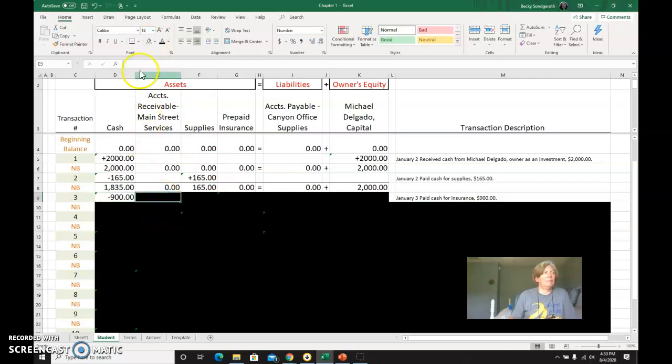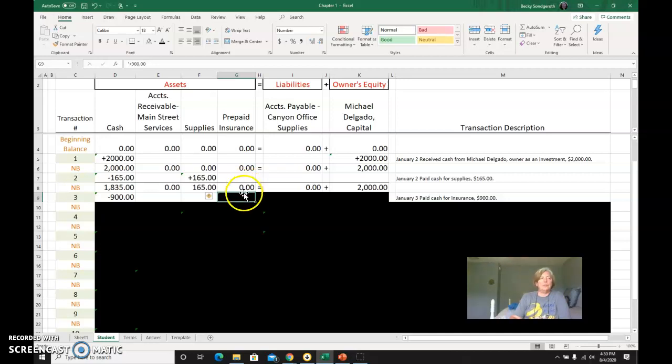Did anything happen to receivable? Was it on account? No. Did anything happen to supplies? No. I got insurance, so nothing to supplies. But did something happen to prepaid insurance? Yes. I got some. I went and bought some insurance and paid for it already, paid for it ahead of the coverage. So this policy means that it went up $900.